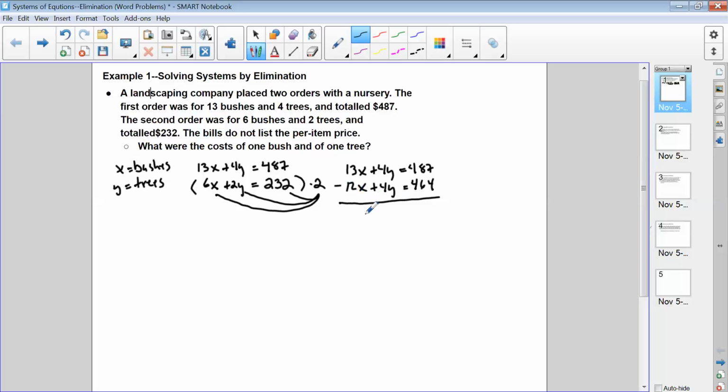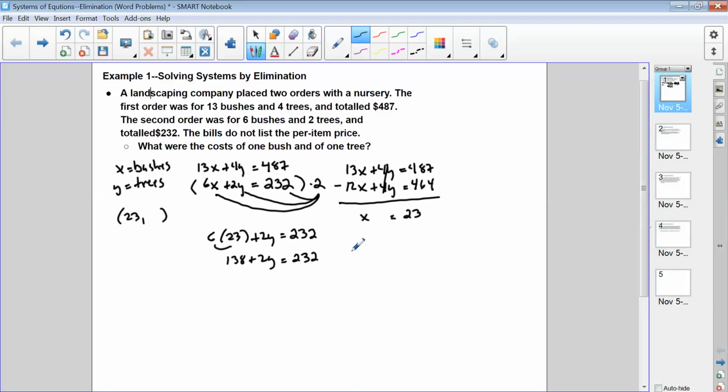So when you subtract that, you're going to get 1x. 4y take away 4y goes to 0. And then you're left with 23. So 23 was our bushes. Now we're going to try to find out what y is. I'm just going to go into the second equation. So 6 times 23 plus 2y is equal to 232. So 6 times 23, I get 138 plus 2y is equal to 232.